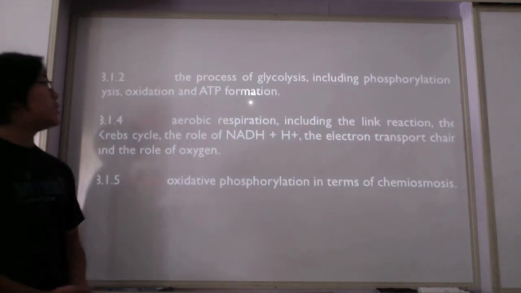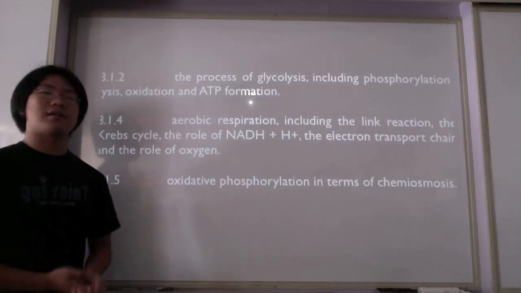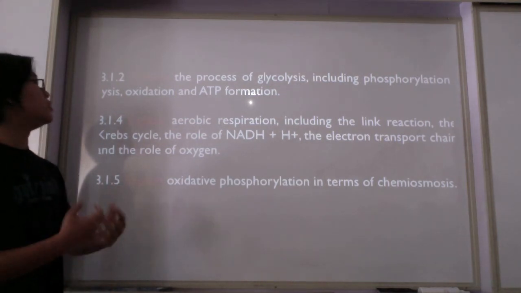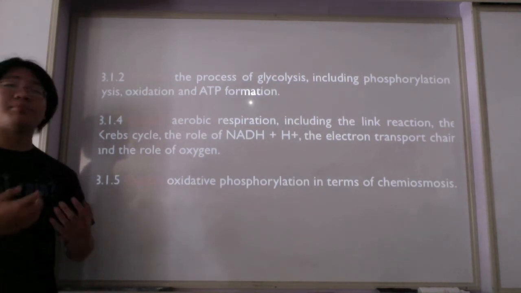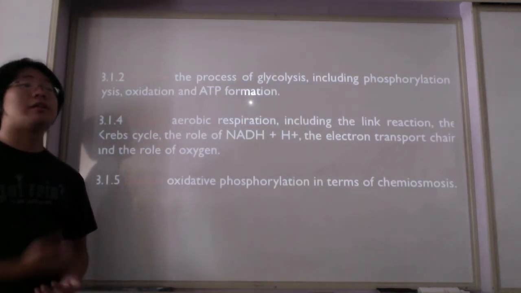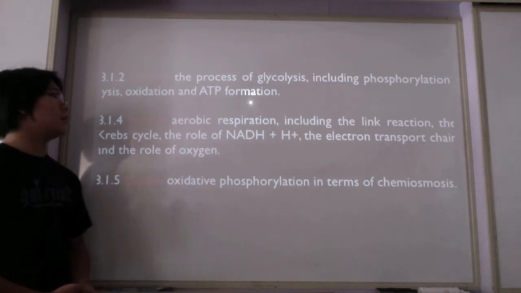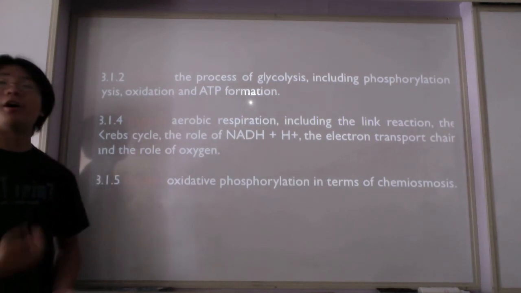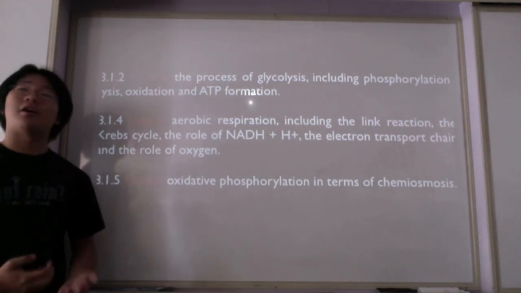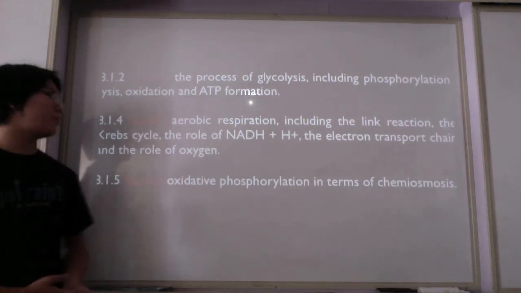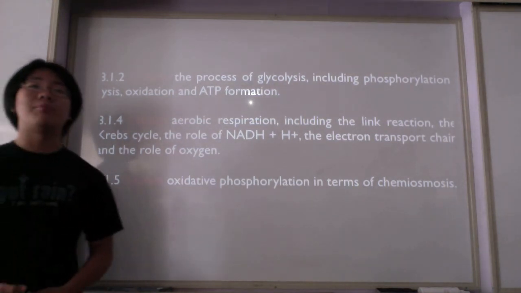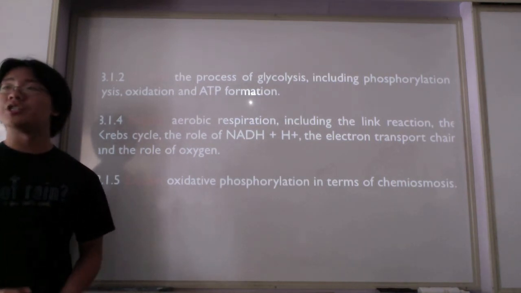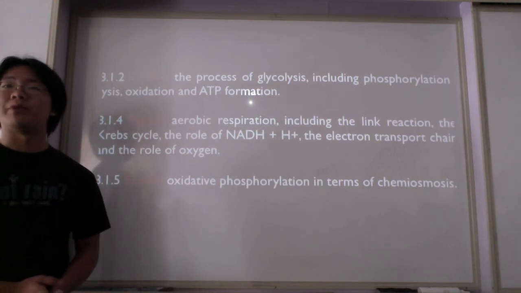So what we need to know is just how to outline the process of glycolysis, knowing how to mention the phosphorylation, that it splits in 2, and that it produces ATP. We also need to explain aerobic respiration, up to including the link reaction, the Krebs cycle, and also the electron transport chain, including the importance of the hydrogen carriers and of oxygen as the final electron acceptor, because without oxygen, aerobic respiration cannot occur. We also need to know how to explain the process of chemiosmosis, which was the process moving protons, the hydrogen ions, in and out of the intermembrane space.